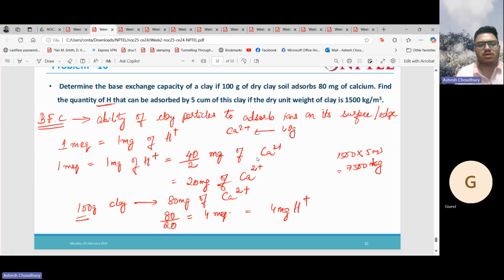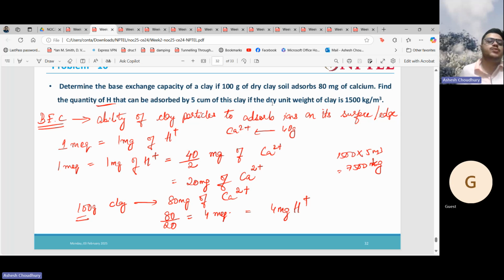Now this one: determine the base exchange capacity of a clay if 100 gram of dry clay soil adsorbs 80 milligram of calcium. Find the quantity of hydrogen that can be adsorbed by 5 cubic meter of this clay if the dry unit weight of clay is 1500 kg per meter cube. So what is base exchange capacity? Base exchange capacity is the ability of clay particles to adsorb ions on a surface or edge.